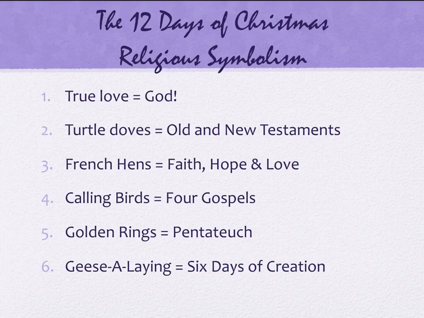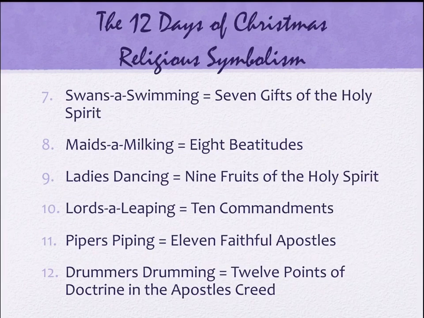The 6 geese a-laying are the 6 days of creation. The 7 swans a-swimming are the 7 gifts of the Holy Spirit. 8 maids a-milking are the 8 Beatitudes. 9 ladies dancing are the 9 fruits of the Holy Spirit. 10 lords a-leaping is the 10 commandments. 11 pipers piping is the 11 faithful apostles. And then the 12 drummers drumming is the 12 points of doctrine in the Apostles' Creed. So it's kind of a cool symbolism that's actually within our 12 Days of Christmas fun song.